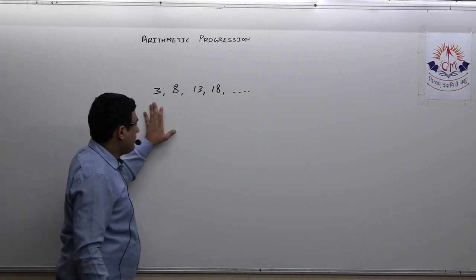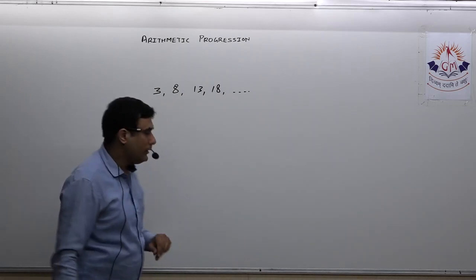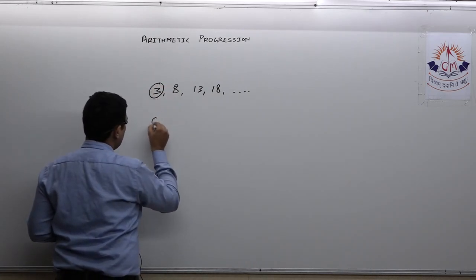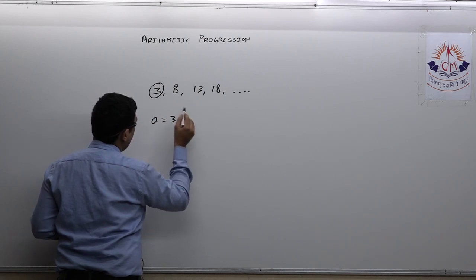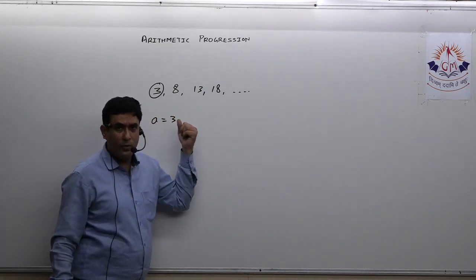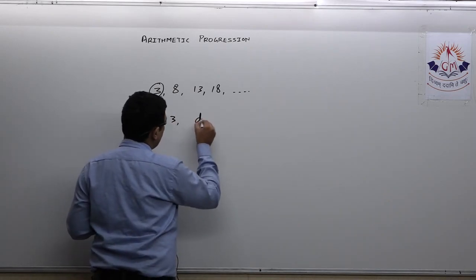By adding a constant to the very first term, if we get a series, then that series is called an arithmetic progression. Now this is called the first term, generally denoted by A. Now whatever we are adding to the first term or to the previous term to get the next term is called the common difference, denoted by D.